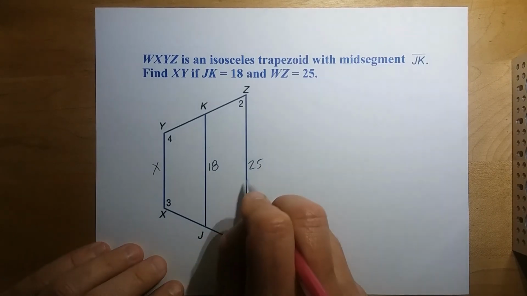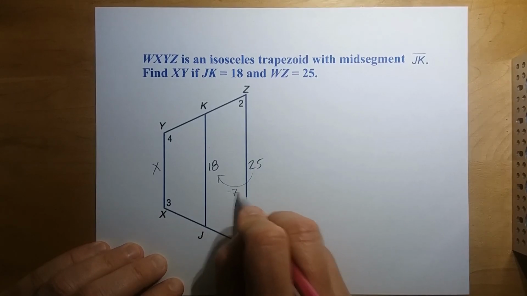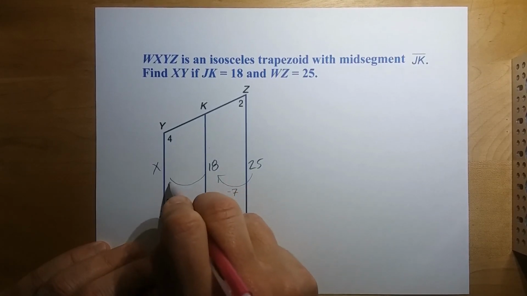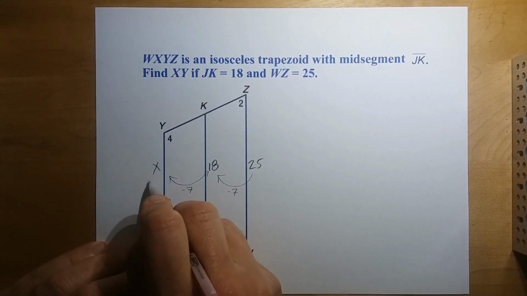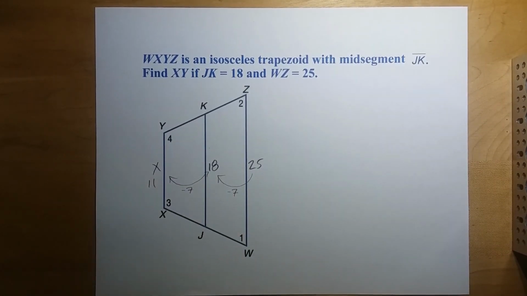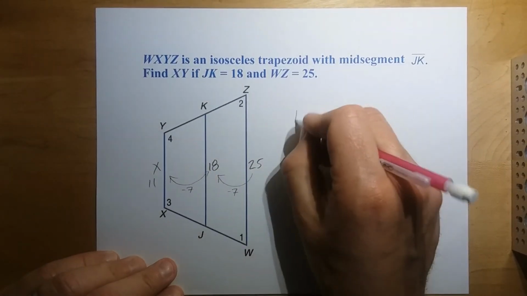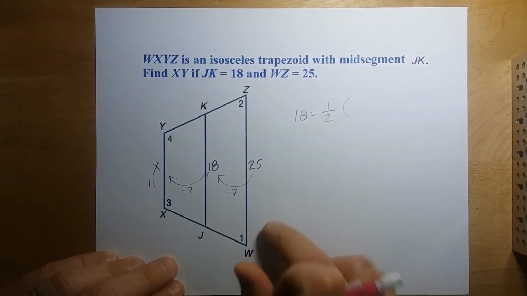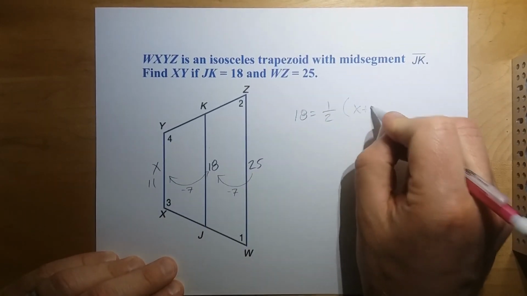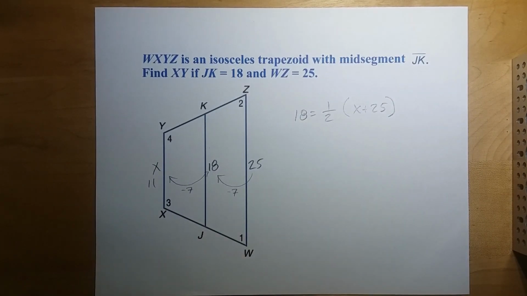Now you might be looking at this and saying, oh, 25 minus 18, that's 7. So I'll go down 7 again, and I will find that X equals 11. Well, let's see if that's true. Our midsegment should be equal to 1/2 times the sum of the bases, x plus 25.